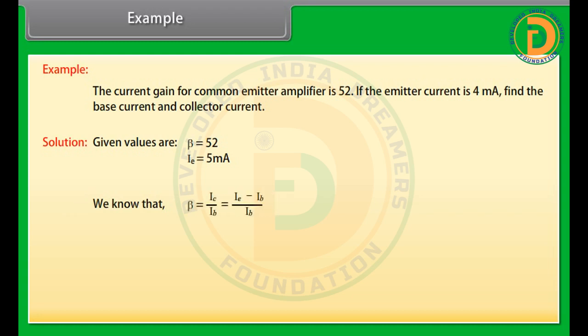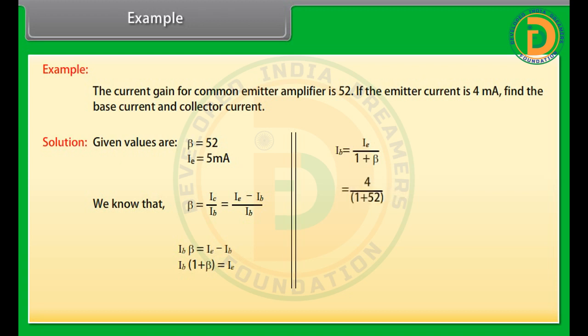We know that beta is equal to IC upon IB, which is equal to IE minus IB upon IB. On simplifying the expression we get IB is equal to IE upon 1 plus beta. Now putting the values in the expression and calculating, we get IB is equal to 0.08 mA. We know that IC is equal to IE minus IB.